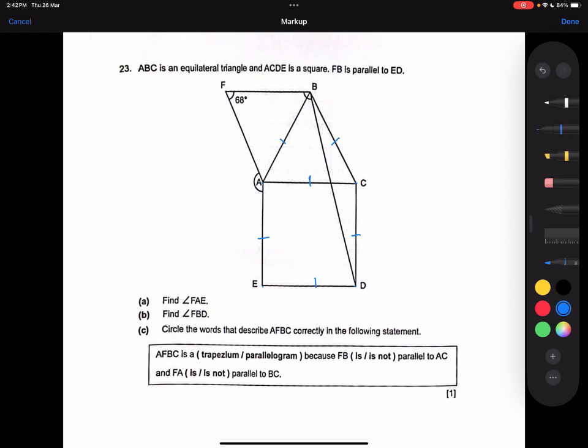FB is parallel to ED. Given that ACDE is a square, it means that AC is also parallel. Alright, now let's find part A. Find angle FAE. This angle.